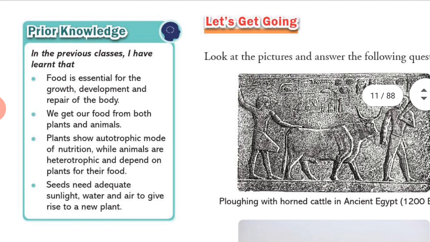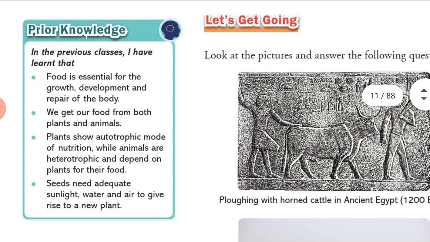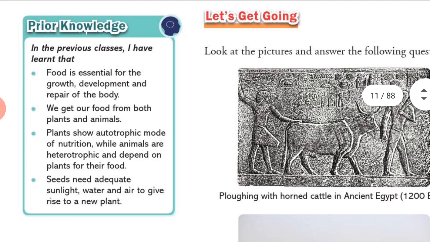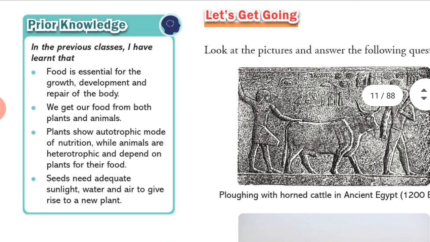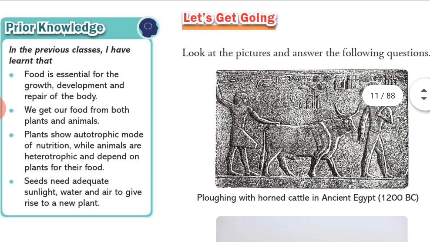Seeds need adequate sunlight, water and air to give rise to a new plant. That means the necessary conditions for the germination of seeds are the proper amount of sunlight, water and air must be present. Then and only then the seeds can grow.